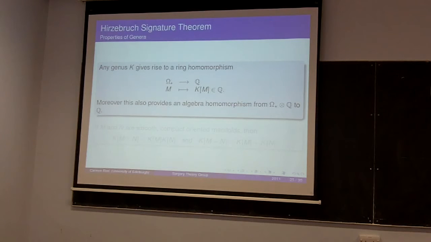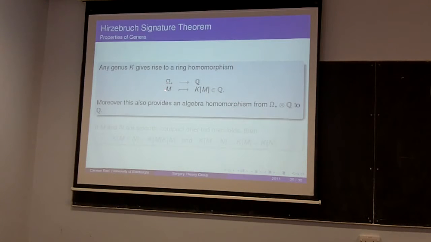Therefore, the proof of the signature theorem is that any of these k genus gives rise to a ring homomorphism. So let's look at what we have here. Suppose we are starting off with this oriented cobordism ring, and this maps to the rational numbers.